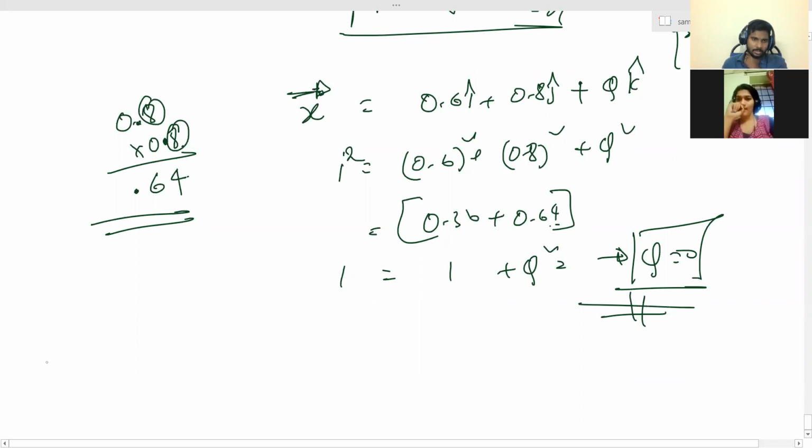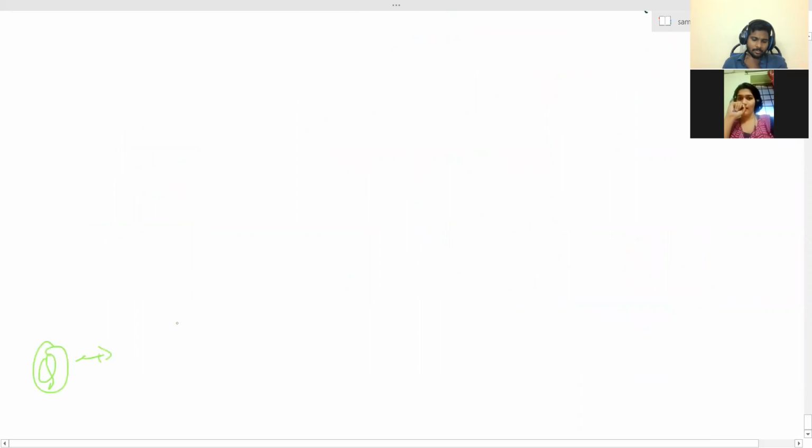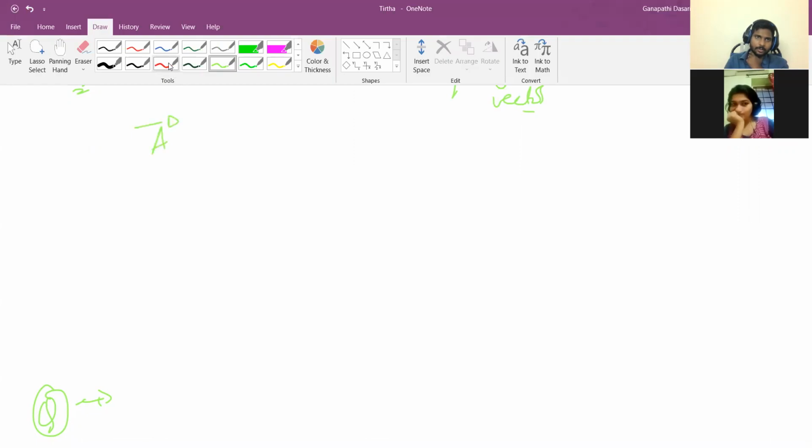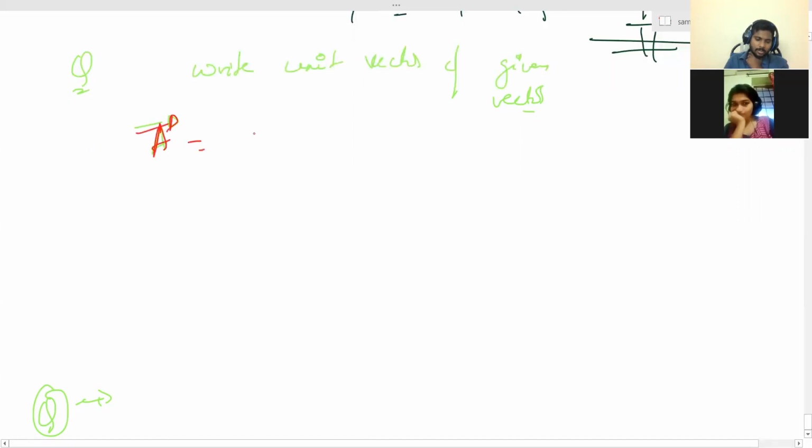The question is, this is quite important. Write the unit vector of the given vector. A vector is equal to 4 i cap plus 2 j cap. B vector is equal to... this is one question, this is another question.